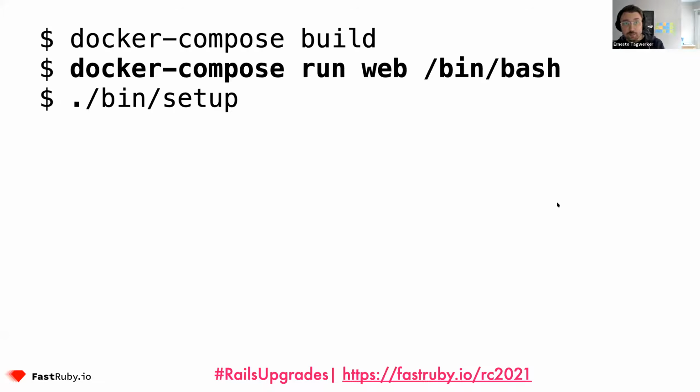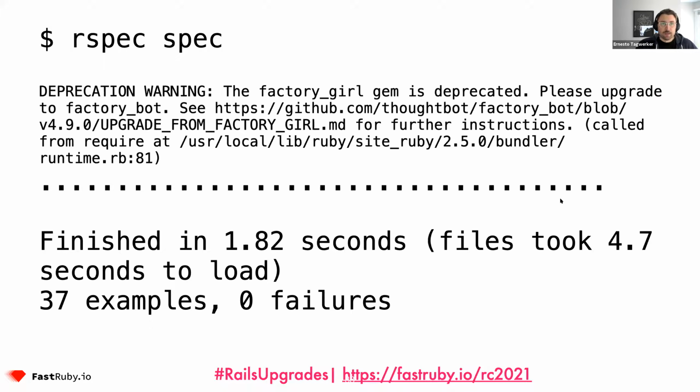Once that's built, you can run bin bash within the web container. And now every command that we talk about during this workshop should be run inside your container if you're using our sample application. So when you run bin setup, it's inside the web container. And that's going to set up your development and test database. All right. And to make sure everything worked, you should be able to run rspec.